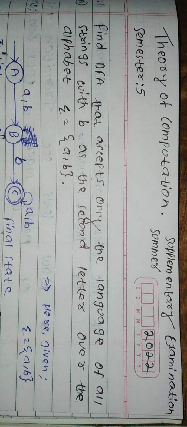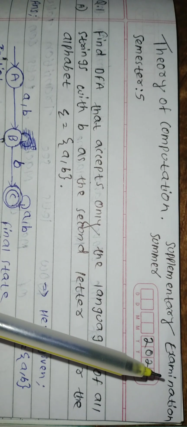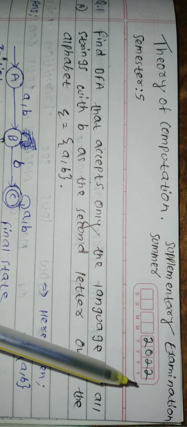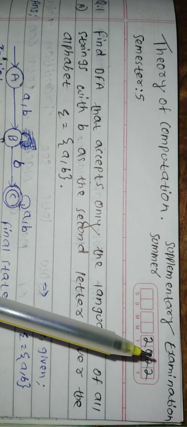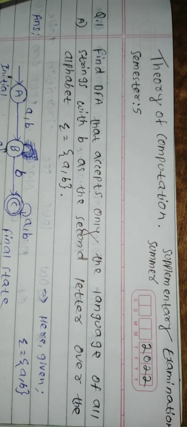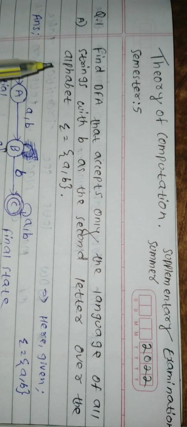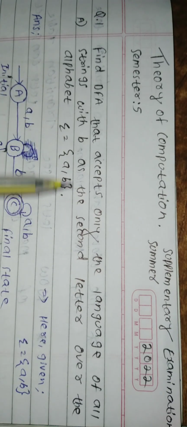Hello, now we are seeing Theory of Computation subject Supplementary Examination Summer 2022 question paper answers. In the first question, find a DFA that accepts only the language of all strings with B as the second letter over the alphabet Sigma equal to {A, B}.